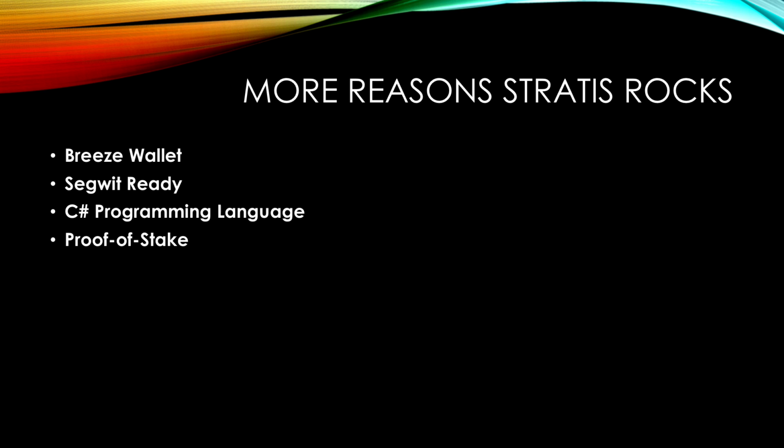Plus Stratis is already SegWit ready. Segregated witness, I'm sure you already know what it is, right? Pretty much it allows transactions to be done a lot faster, but let me not get technical on you. You can always do your own research. Plus the C# programming language, and proof of stake. Proof of stake is quite revolutionary, and you can also read about it.